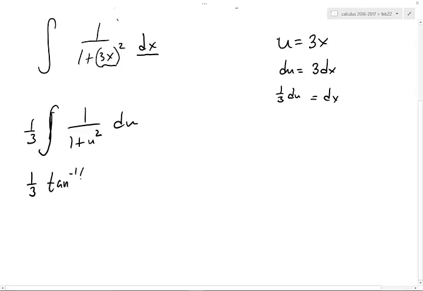It's the arctangent of u. But again, I don't really want that. I want it to be back in terms of x. So 1/3 arctan of 3x plus a constant. That's it.